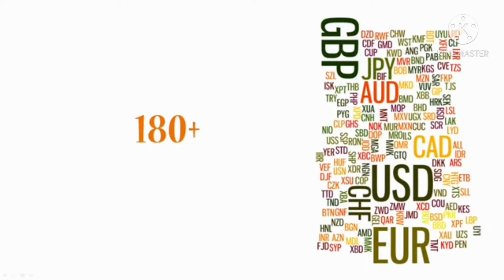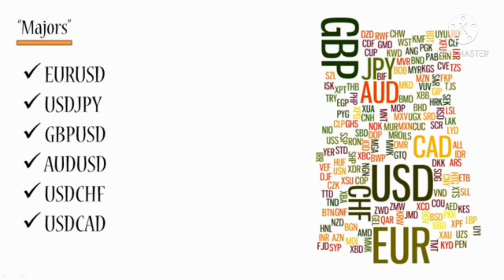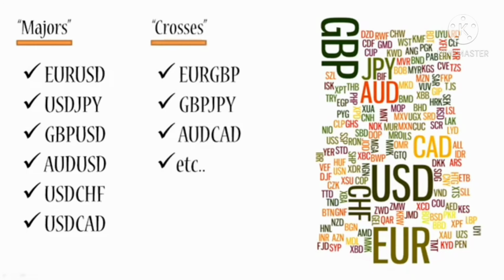There are over 180 currencies in the world, and you can combine any two of them to give you a currency pair. Most traders identify two main groups of currency pairs, and these are the majors: the euro US dollar, the dollar yen, the British pound dollar, the Australian dollar American dollar, the dollar Swiss franc, and the dollar Canadian dollar. And also the second group is the crosses. Crosses are simply put all currency pairs that do not include the American dollar, such as the euro British pound, yen, Australian dollar Canadian dollar, and so on. And of course there are also all other currency pairs.